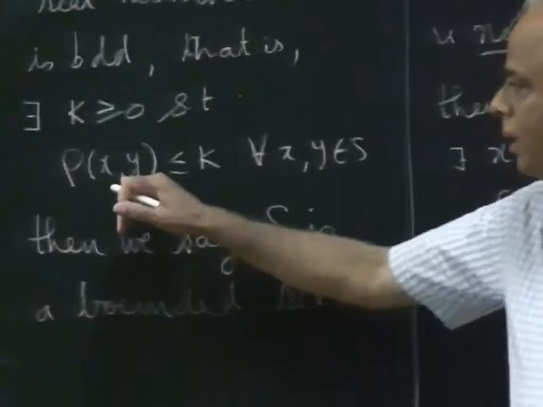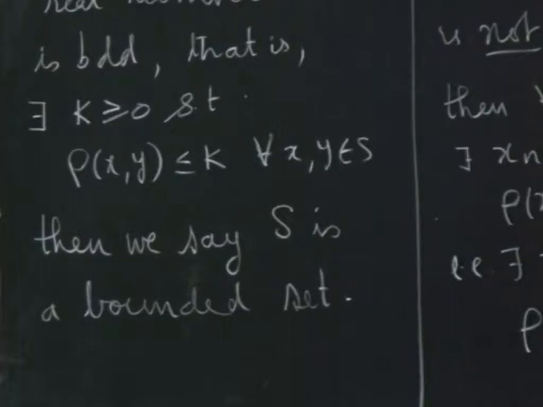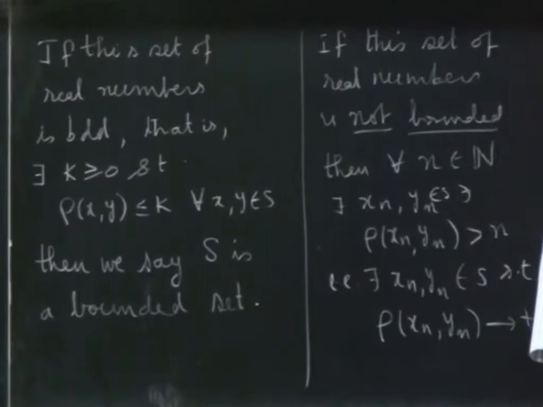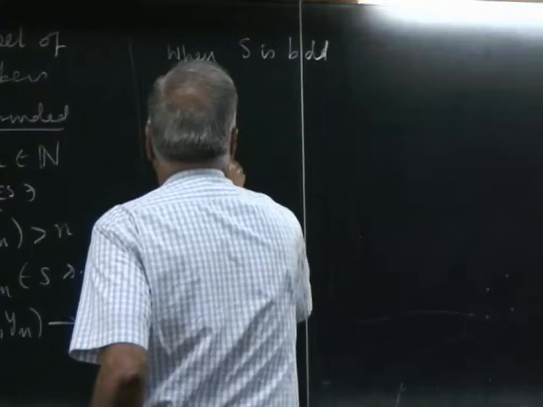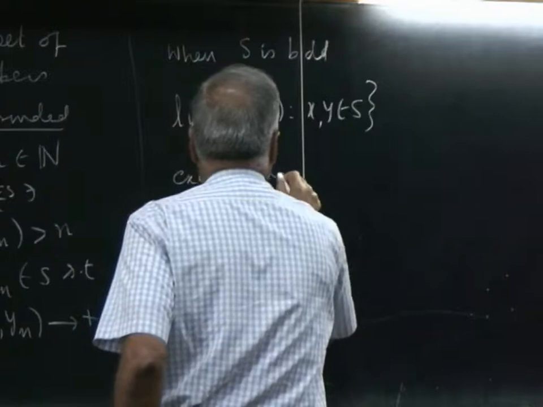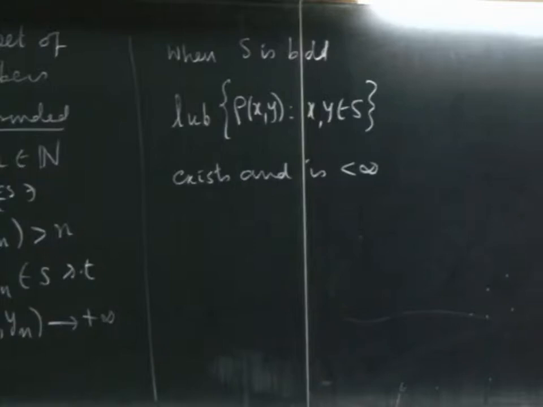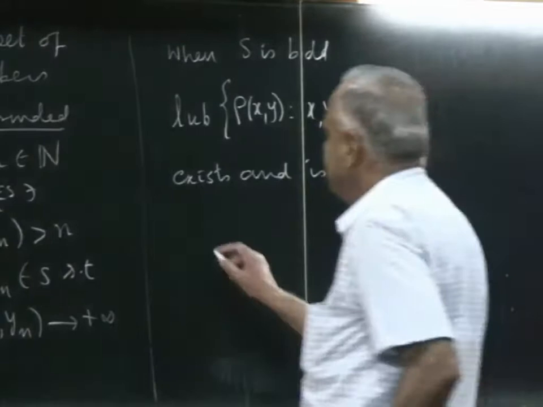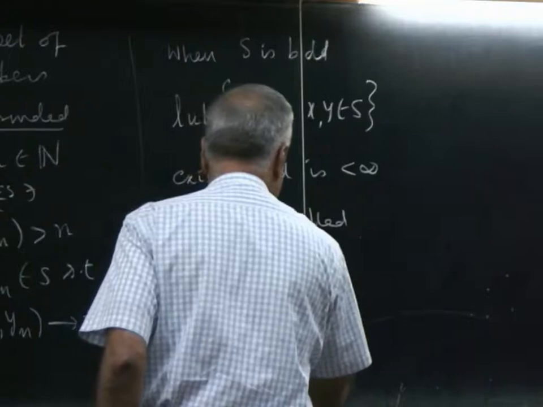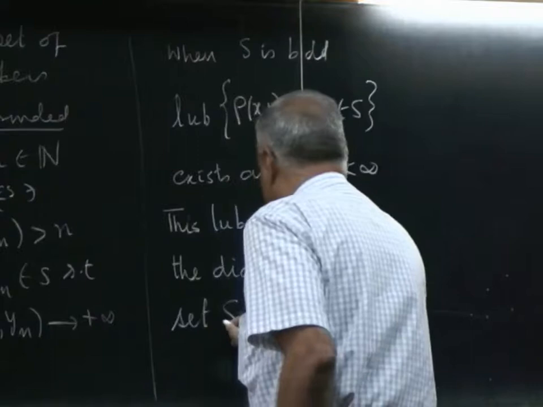Now, in the case where the set S is bounded, the set of real numbers is bounded, whenever you have a set of real numbers which is bounded, it will have a least upper bound. So, when S is bounded, the least upper bound of rho(x, y) such that x, y belong to S exists and is finite. This least upper bound is called the diameter of the set S and is denoted by d(S).